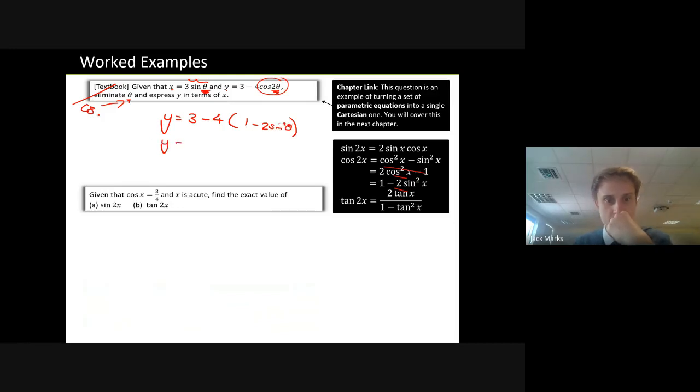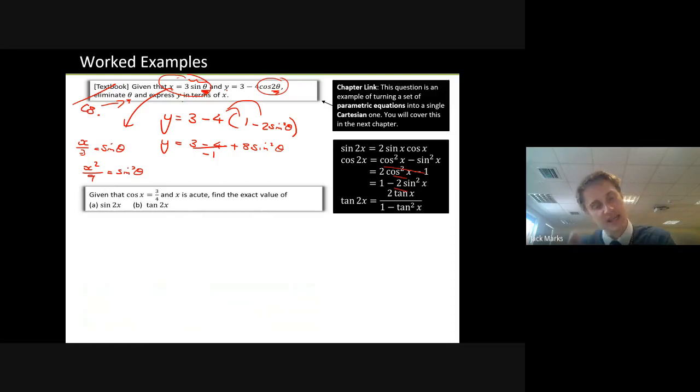So y equals 3 minus, well, let's expand that out. That's 4, okay? And then again, double negative, that will be 8 sine squared theta. 3 minus 4, well, that's minus 1. And this question wants you to get rid of theta. Well, the way you can do that is you can use the other equation. Divide by 3 on both sides gives you x over 3 equals sine theta. If you square it, you'll get x squared over 9, which must equal sine squared theta.